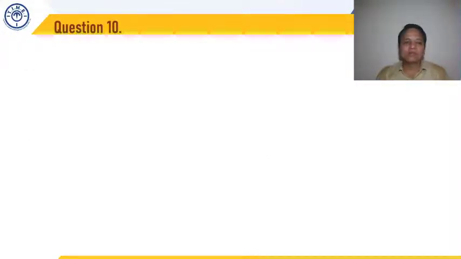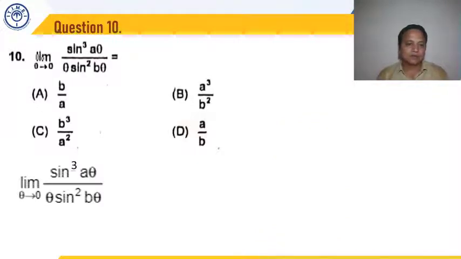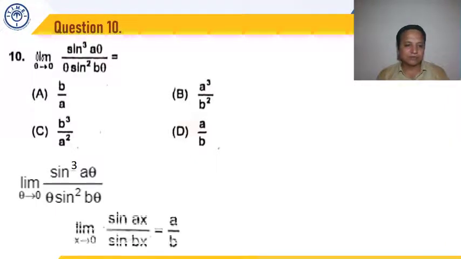Let's take question 10 from the handout. It says sine cube a theta upon theta into sine square b theta. Now a power is also there in the expression, and theta tends to 0. We have to give the value. So the question is sine cube a theta upon theta sine square b theta. Here the sine terms are to different powers, and the angles are also different. So if we use the result sin ax upon sin bx is equal to a by b, we'll be using this result.